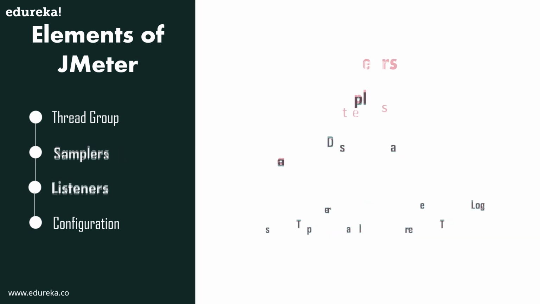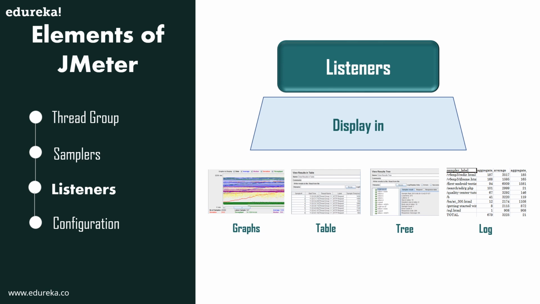Now moving on, the next element is the listeners. Now listeners show the results of the test execution. They can show results in a different format such as a tree, table, graph or log file. Now the graph result listeners display the server response times on a graph. View result tree shows results of the user request in basic HTML format. And the table result shows summary of a test result in table format. And the log shows summary of a test results in the text file.